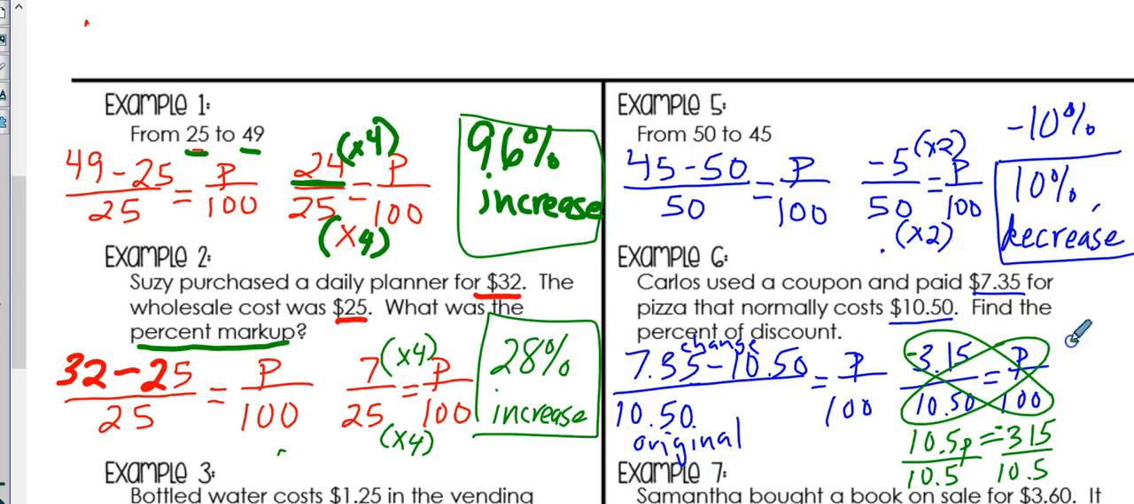I'm going to get negative 30, and it's already a percent because it's already over 100. You don't have to move your decimal. So it's a negative 30%. So this is a 30% decrease.